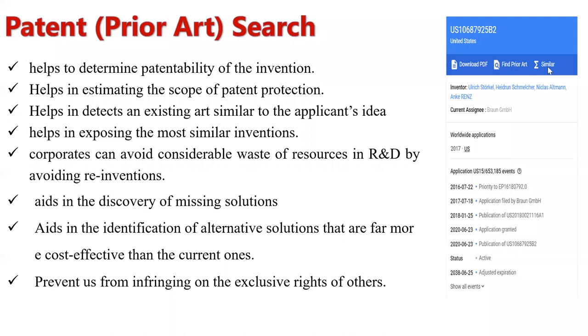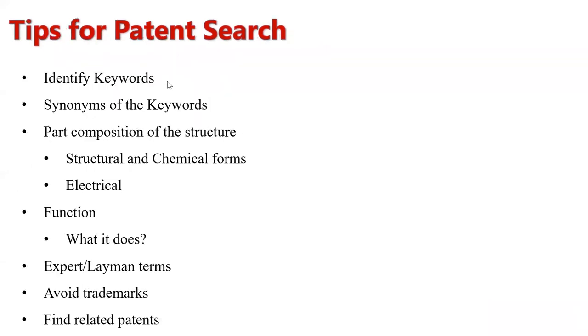So suppose you want to search for the products that are available in the market, you can go to the website. I will tell the website addresses where you can write the keyword. The only thing is you have to find out the exact keyword. You have to identify the keyword, and you can search with synonyms of the keyword, or with the composition of the structure, or if you know the classification, like if it is in the electrical category. These are the ways through which you can search the existing prior art.